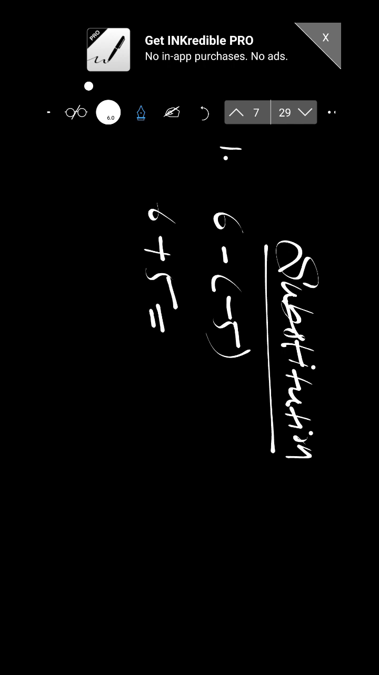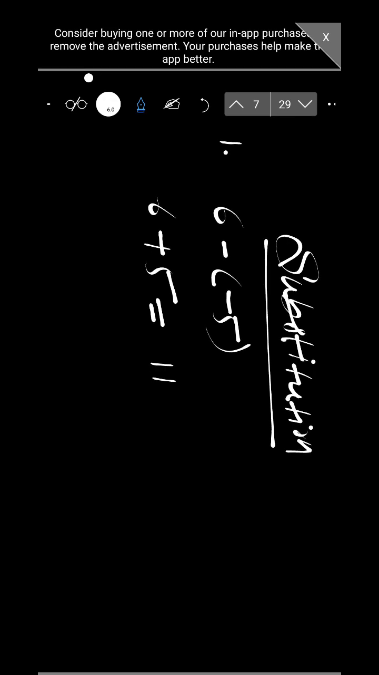So both the values have the same sign. So same sign means you need to add the values. 6 plus 5 will be 11. We need to take the sign of both the values, which is plus. So second example I am taking.